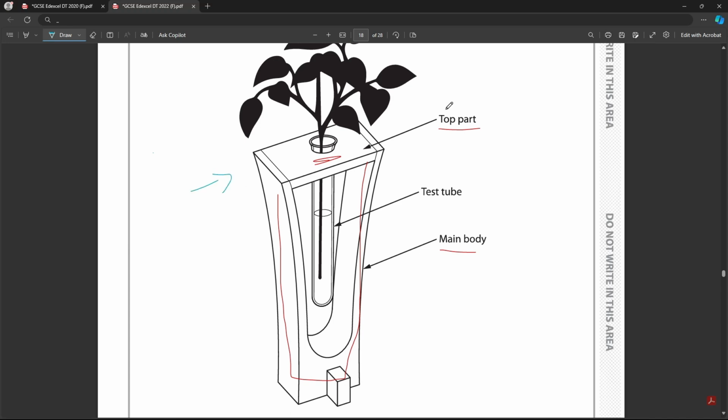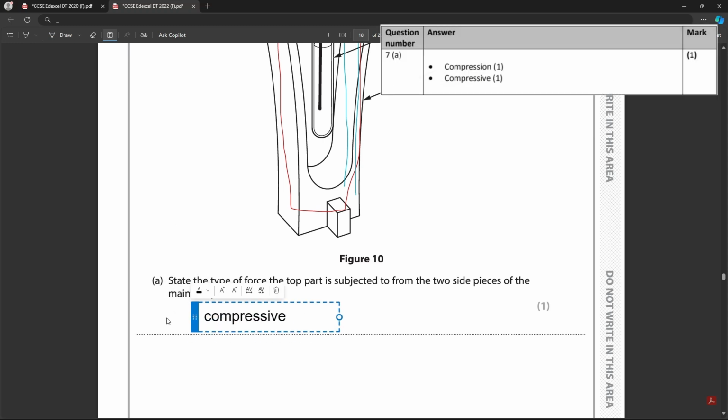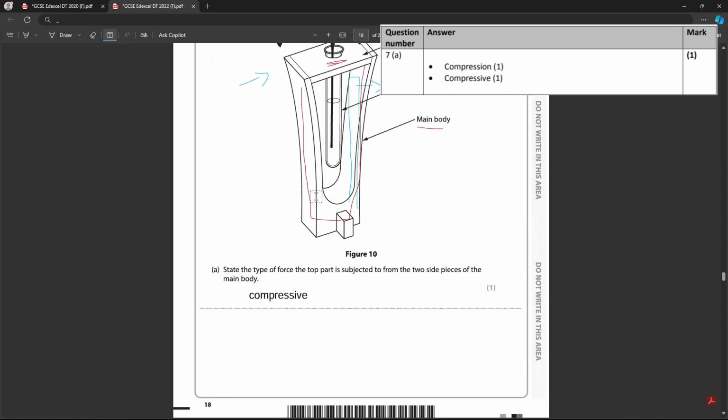They're almost like going to be trying to straighten up. So originally the 2 pieces were like straight. They've been bent outwards. They're going to want to move back in. So they're going to compress, they're going to squeeze the middle piece there. So we can say the type of force is called compressive force. Something's squeezing, something's being compressed. Compressive force. That would be that one there, compressive force.